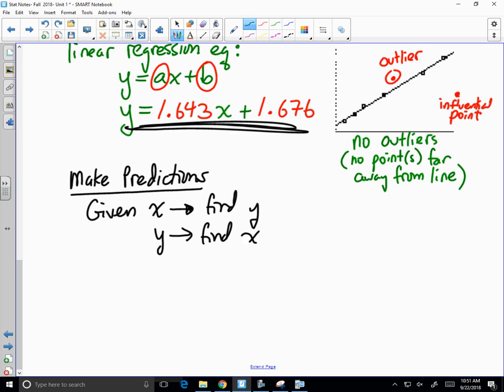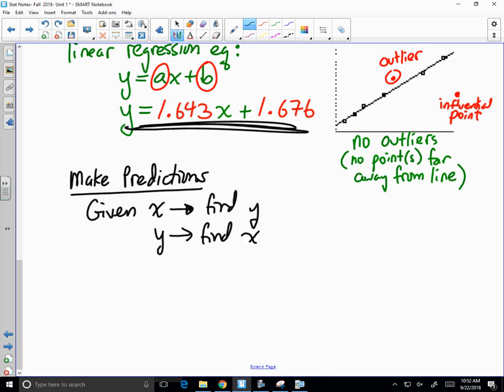As long as you have that, you have what you need in order to make predictions. So if I say predict the y value if x is 30 based on your model, plug in the 30 here, simplify, solve, get your y value.